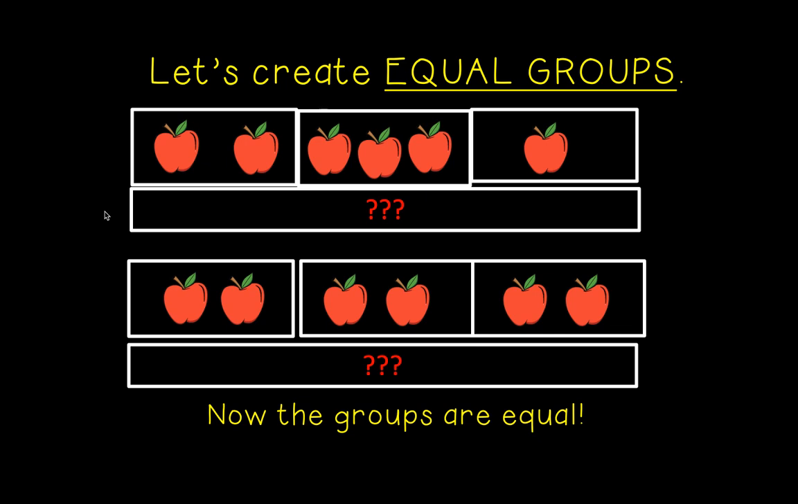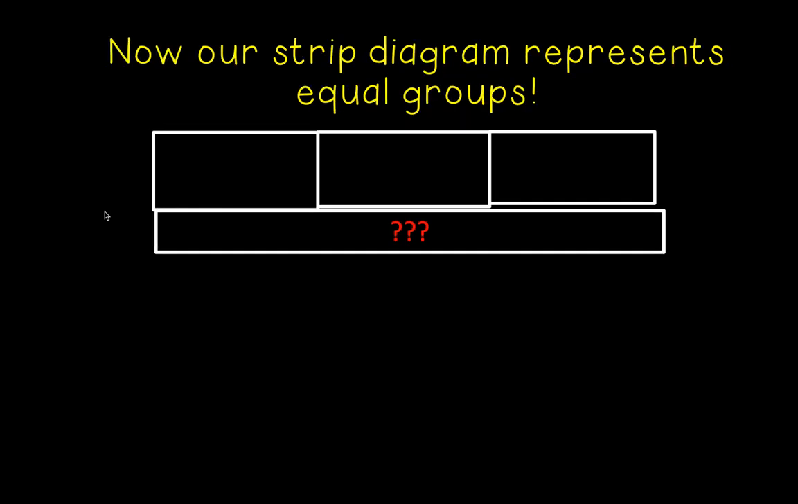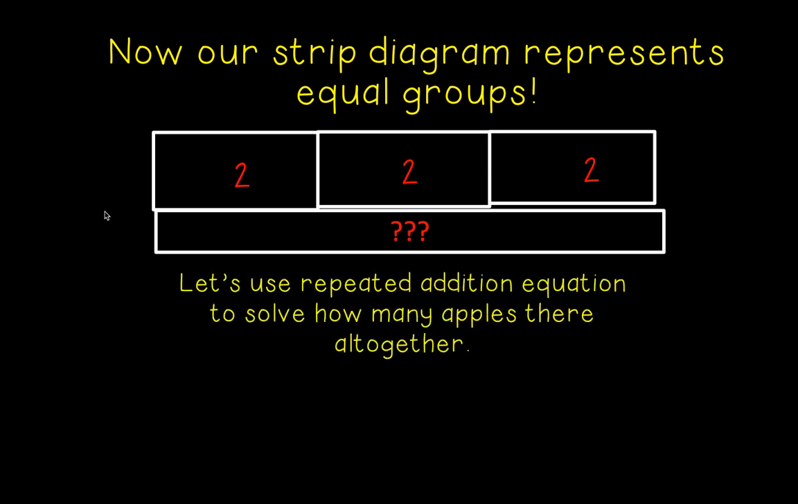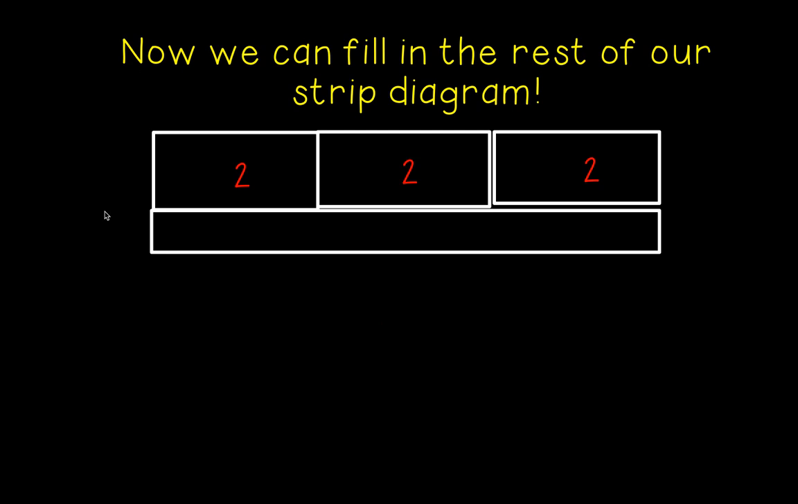So now the groups are equal. So now we have 3 groups of 2 because we have 3 people and each person gets 2 apples. So now our strip diagram can represent equal groups. Each person gets 2 apples. So now let's use repeated addition to solve how many apples there are all together. So it'd be 2 plus 2 plus 2, which equals 6 apples all together. So now we can fill in the rest of our strip diagram, that whole, because 2 plus 2 plus 2 equals 6 apples all together.